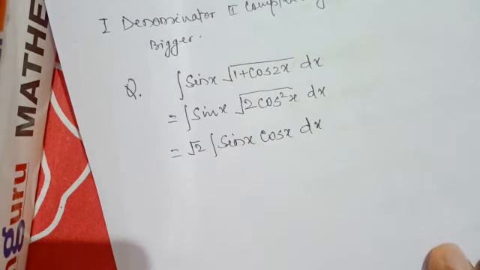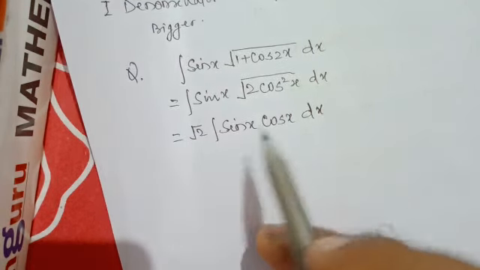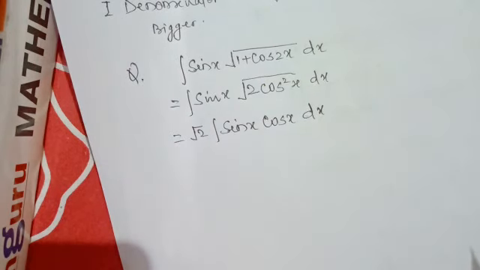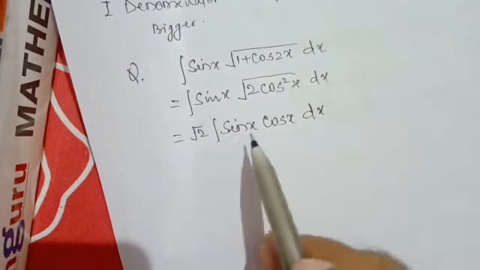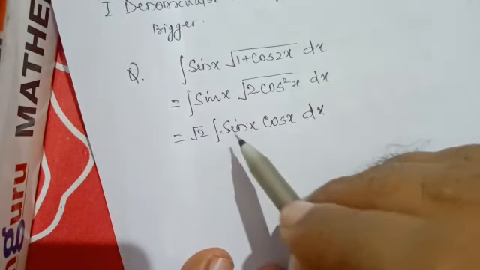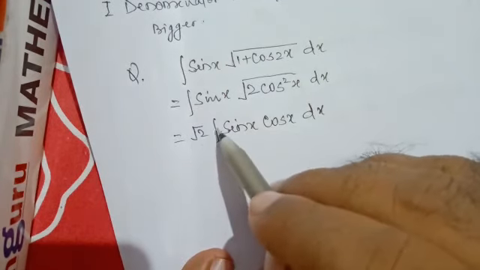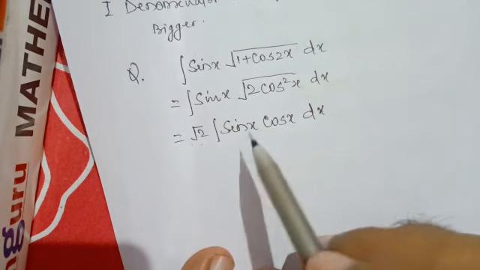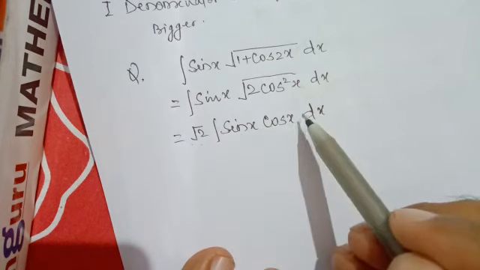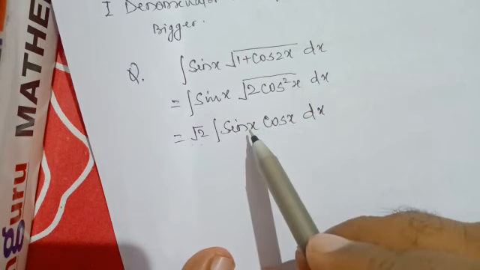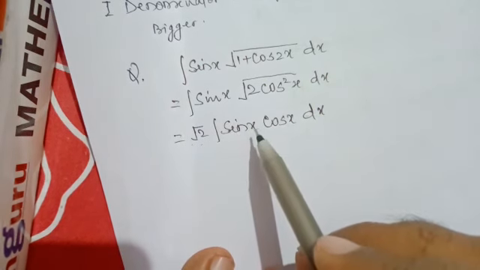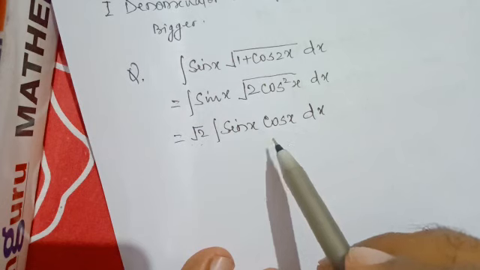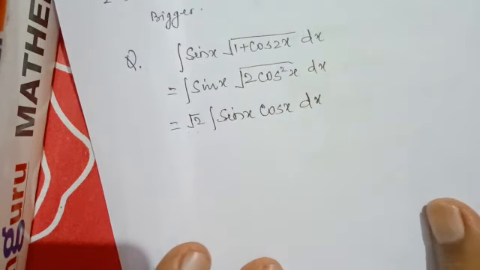Both terms are simple terms. Sin x is simple, cos x is also simple. So you can substitute any of them. This problem can also be solved without substituting: rationalize by 2, this becomes sin 2x, and the integration of sin 2x will be minus cos 2x by 2. So that result is also correct, but the angle is in terms of 2x, whereas you will get the result in angle of x. So do not hesitate, both are correct.